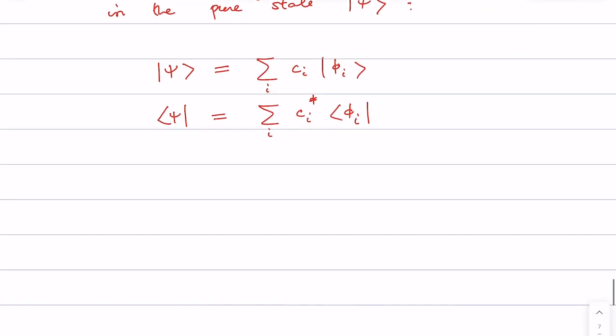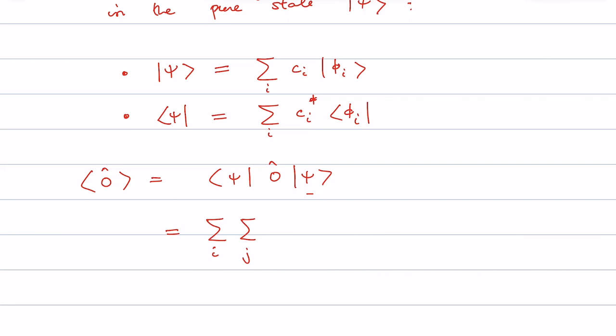Traditionally, if I want to calculate the expectation value of the operator, we just have to calculate this particular quantity. Now let me utilize this expansion here. First let me put the bra there, this is summation over i, and from the ket I will have another summation over state j. For the bra I have c_i star, for the ket I have c_j, and then here I have bra phi_i O cap ket phi_j.